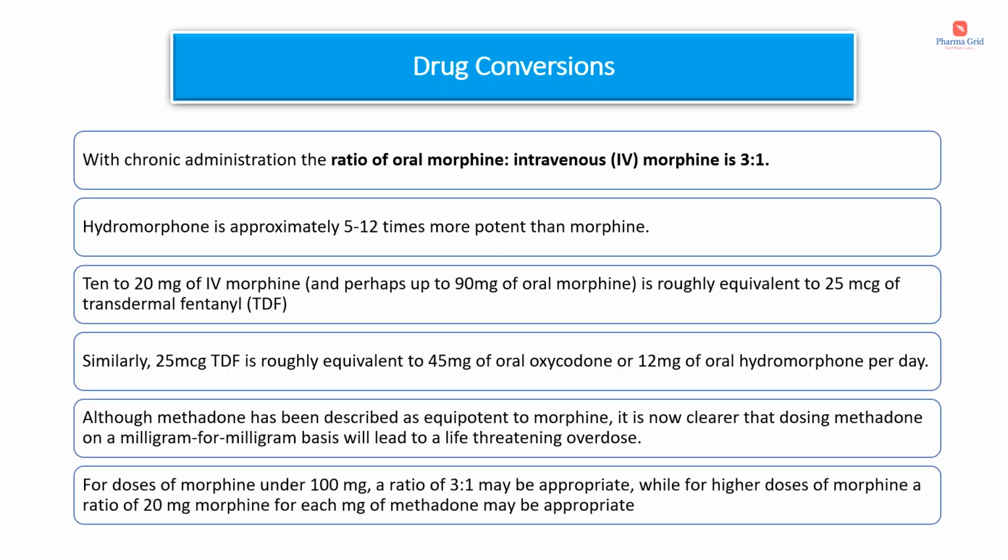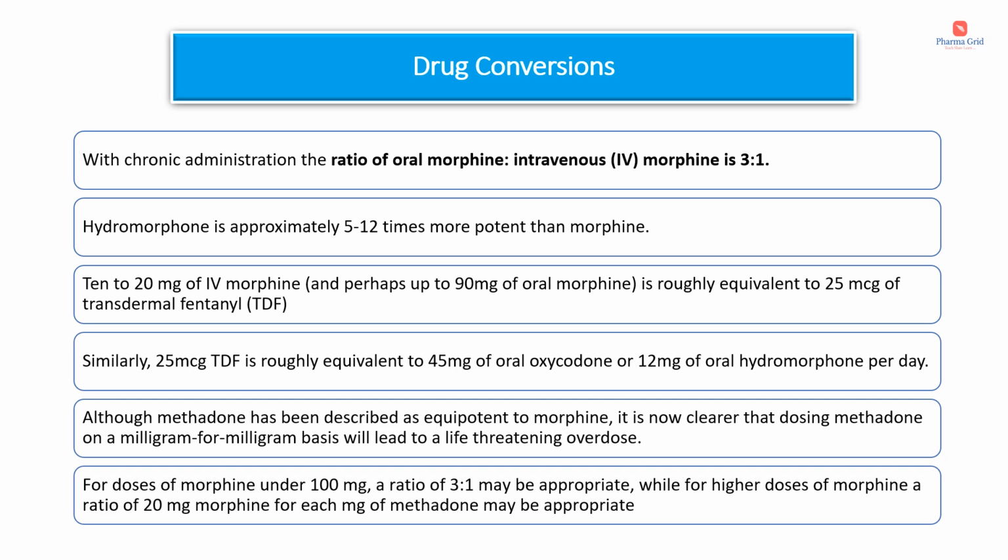So far we have discussed all opioid drugs. Now we are going to learn about the drug conversions. With chronic administration, the ratio of oral morphine to intravenous morphine is 3:1. Okay, so this ratio is very important during the drug conversions. The ratio of oral morphine to intravenous morphine is 3:1. Hydromorphone is approximately 5 to 12 times more potent than morphine.